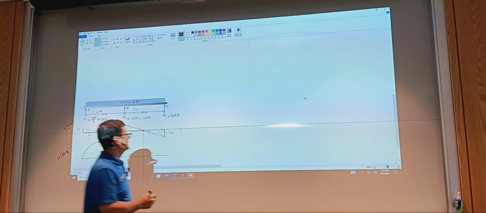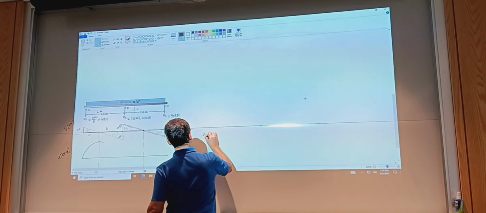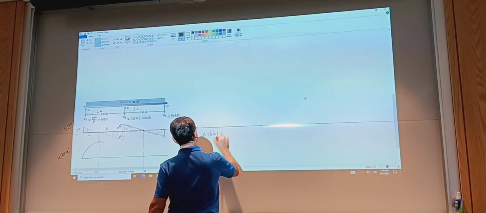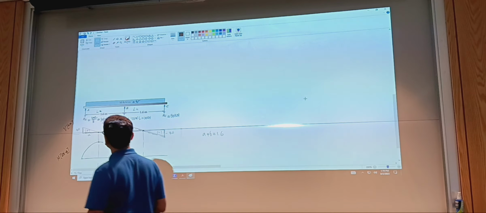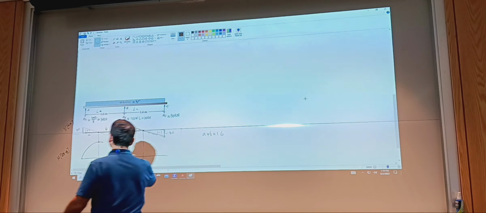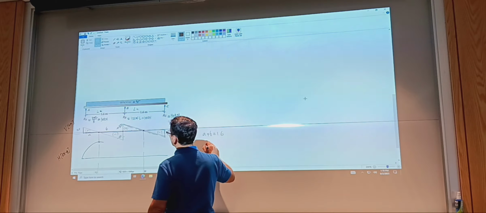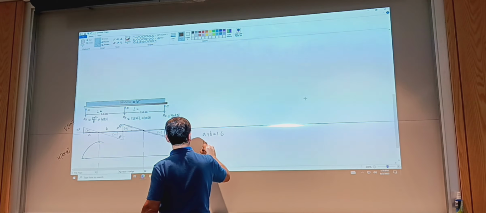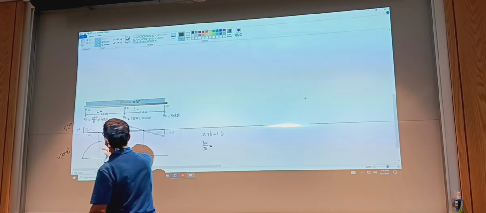So let's see what A and B are. We have firstly that A plus B is 1.6. And then from similar triangles, or you can write the equation of the line, I can write 30 over 50 equals A over B.